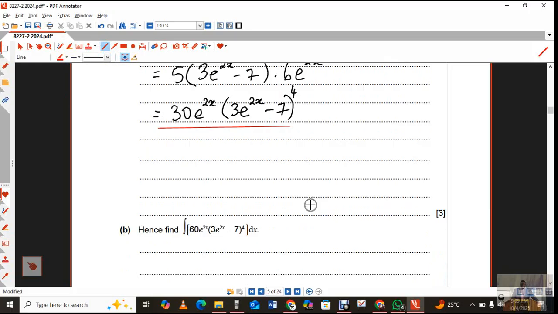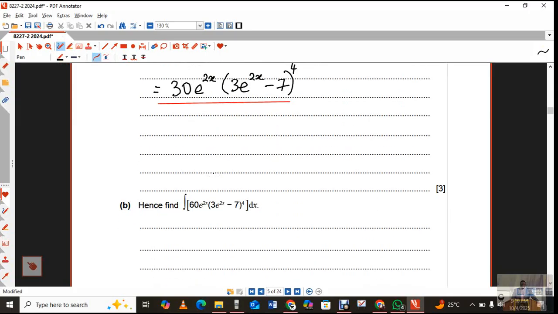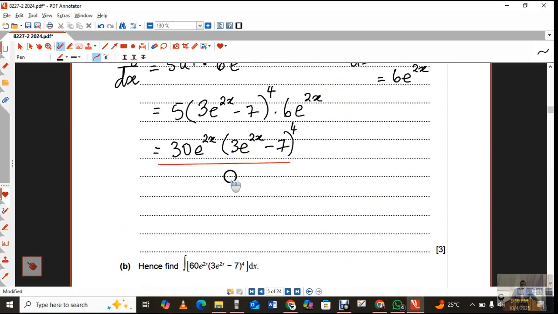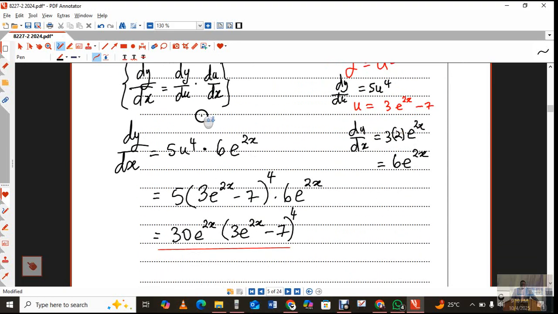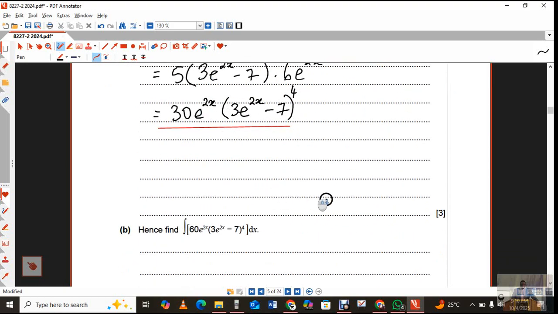Right, now here they say find the integral of that. I just want you to note the similarities. If you have a derivative function and you integrate, that takes you back to the function. So suppose this was a 60, then the derivative would have been 3e to the 2x minus 7 all to the power 5. It will still be that, but there's a little something that is slightly different.